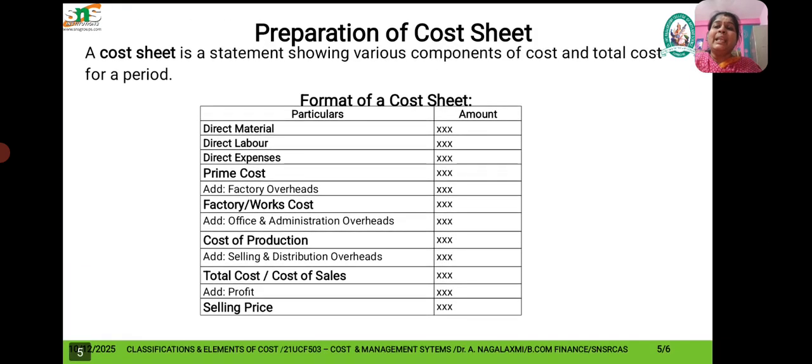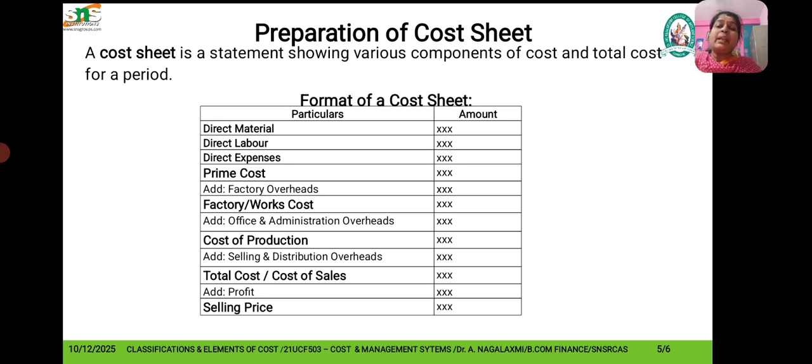Now we are going to see a specimen of a cost sheet. A cost sheet gives us a clear picture of the total cost incurred for production of the units, and the per unit cost involved in producing a product. A cost sheet is nothing but a statement showing various components of cost and total cost for a period. As I explained previously what prime cost, factory cost, and total cost mean, that is what is given as a statement.